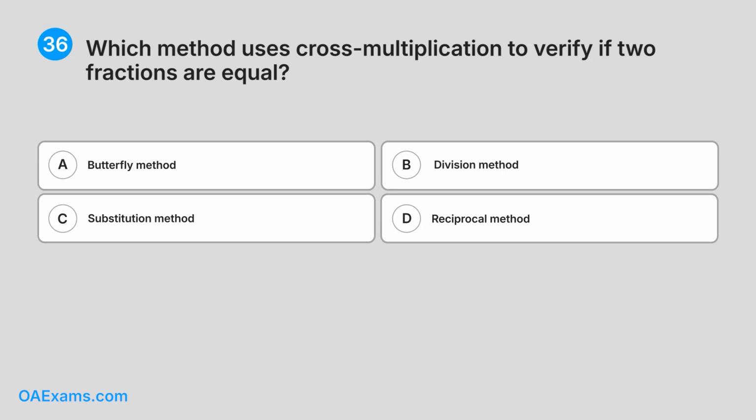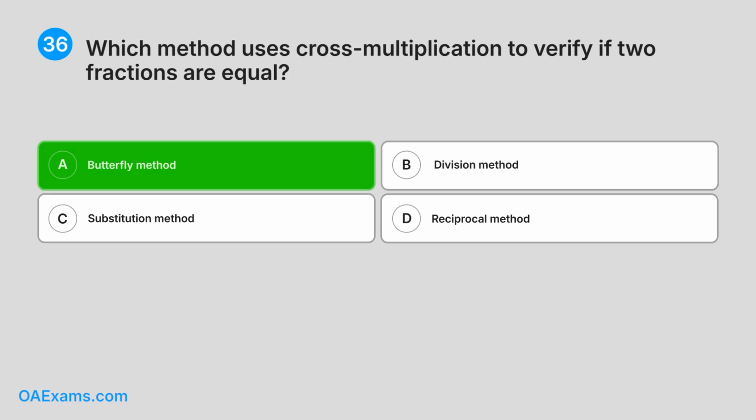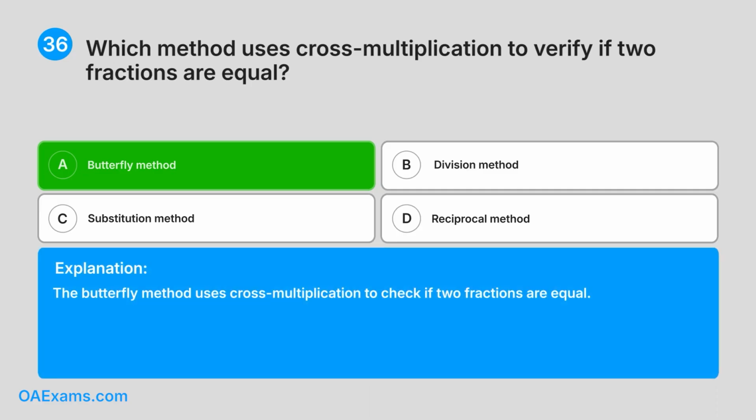Correct answer. A. Butterfly method. Explanation. The butterfly method uses cross-multiplication to check if two fractions are equal.